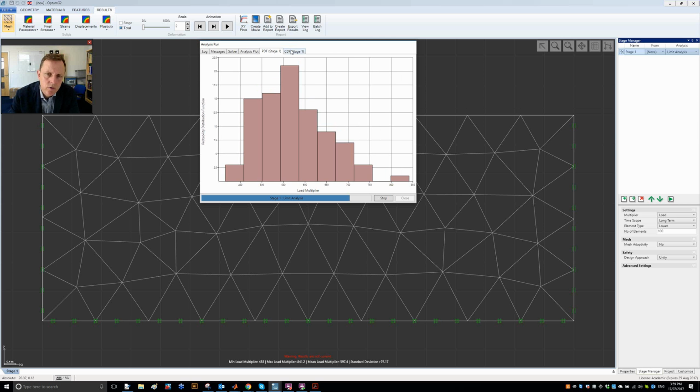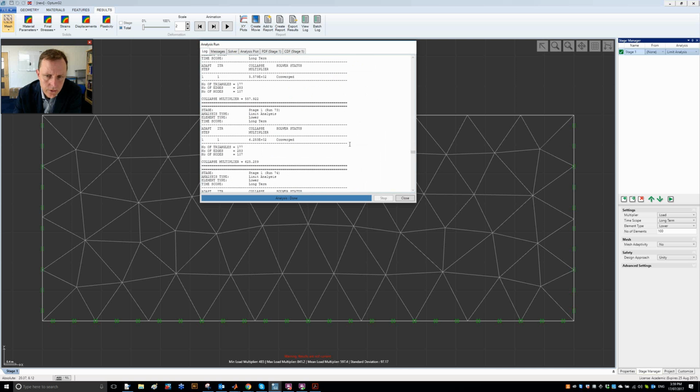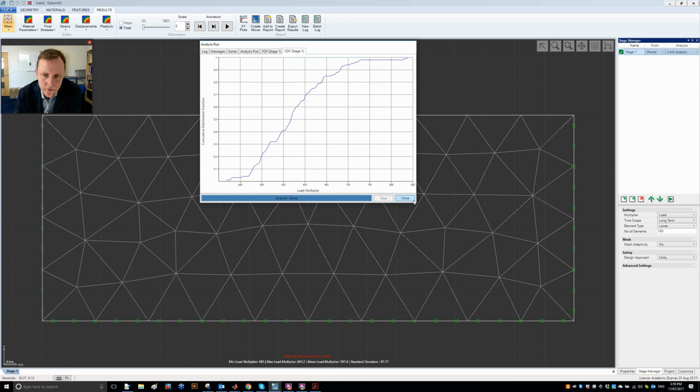And let's just wait till the results are in. You can see here the load multiplier varying between, say, a very low probability of about 450 up to about, say, 800. So quite a range of variability in the load multiplier. And I think we are done now. So that's the final state.